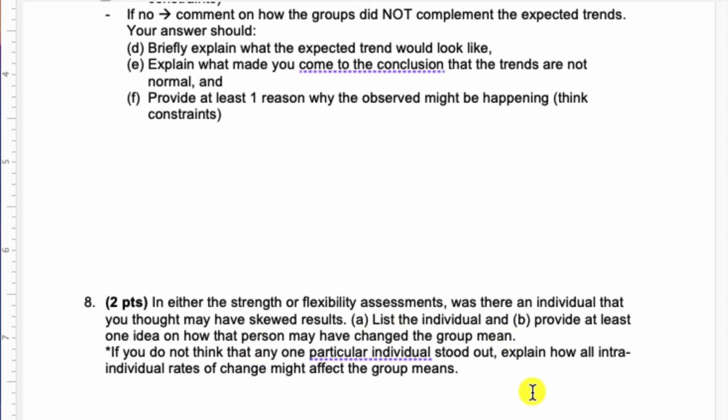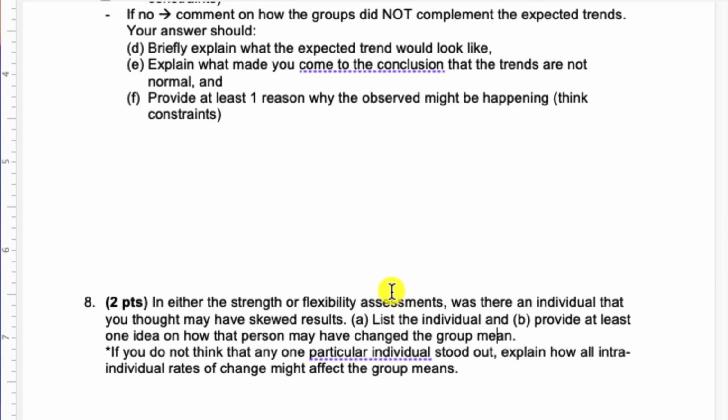So remember that a mean is an average of values. Those of you who have taken stats with me before or who have taken a stats course anytime in your life, you'll remember that the mean is the average of values. So if you have an extreme low value or an extreme high value, that has a tendency to skew your data such that the actual center of your data gets shifted towards whatever that extreme score is. Okay, so do we have anybody between the strength and flexibility assessments that might have skewed results?